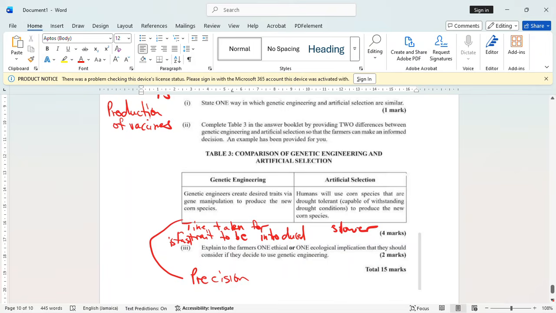So in this case, you just extract the specific gene that is responsible for the plant to be drought resistant. For this, you're going to have to get a drought tolerant plant, and that plant will have additional genetic makeup that you might not require. So it's less precise.